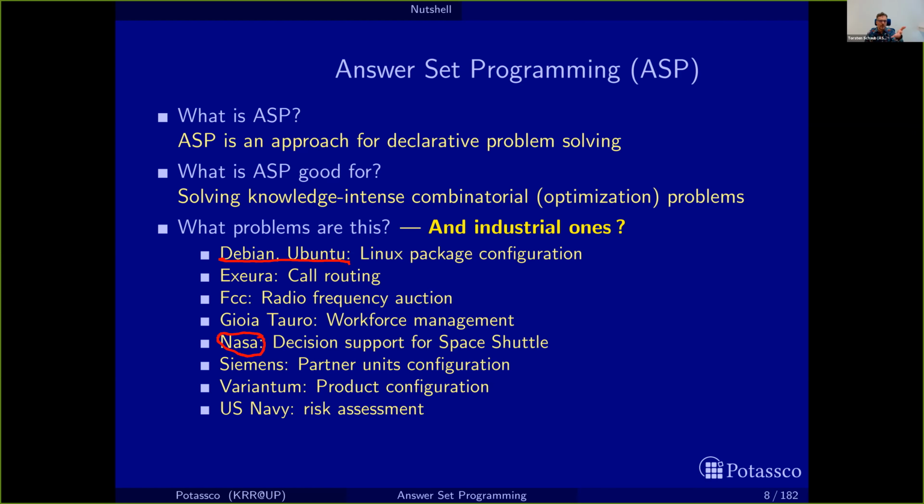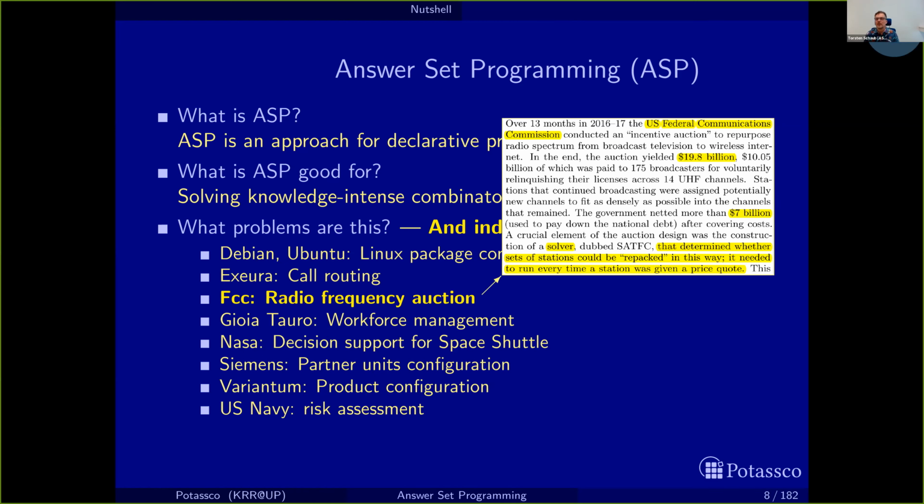We are also involved in train scheduling and these things. But the most interesting application, I would say, is actually the second one, where a couple of years ago, in the US, there was an auction on the radio frequencies.